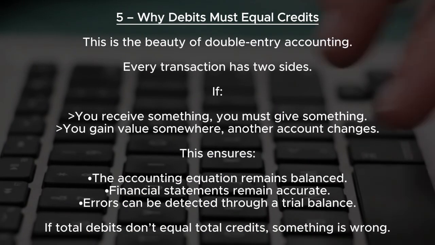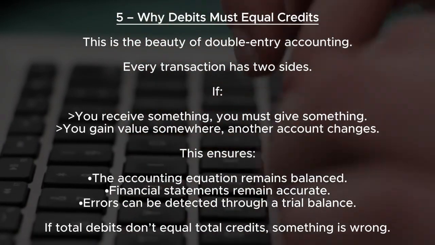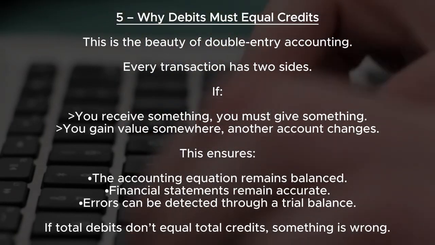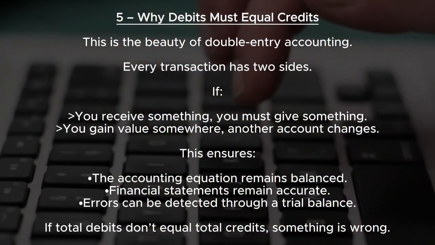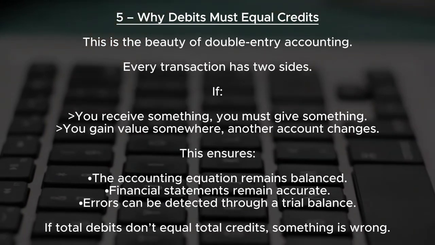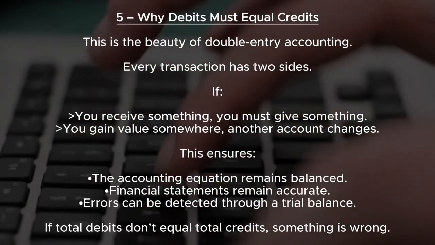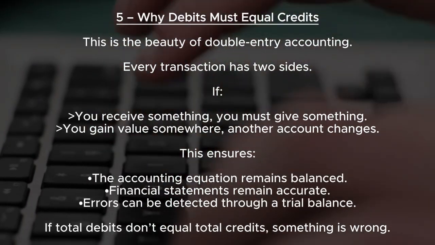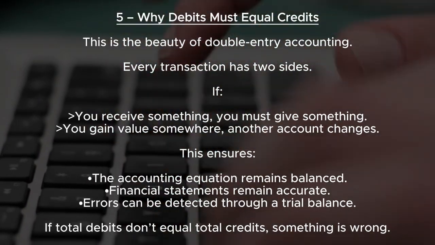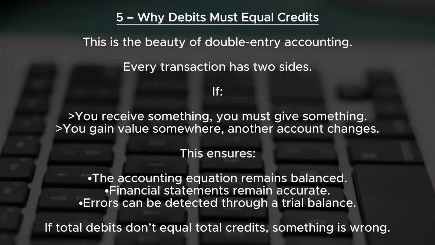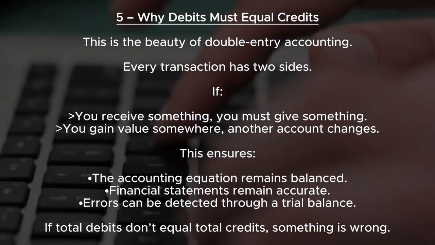5. Why debits must equal credits? This is the beauty of double entry accounting. Every transaction has 2 sides. You receive something, you must give something. You gain value somewhere, another account changes. This ensures the accounting equation remains balanced. Financial statements remain accurate. Errors can be detected through a trial balance. If total debits don't equal total credits, something is wrong.